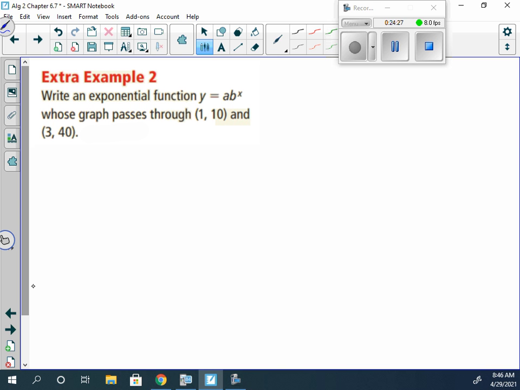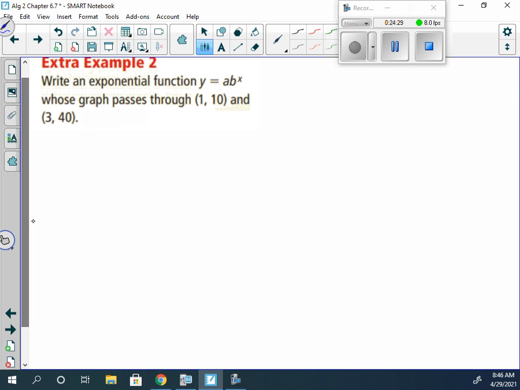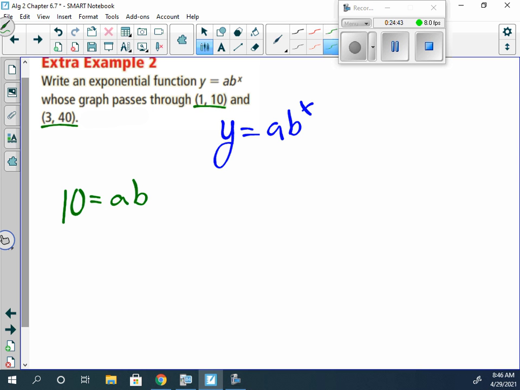But let's go on and actually solve this through and see how this works. We're going to plug each set of numbers in. So one of them, y is equal to 10, is equal to a times b to the first, or 10 is equal to a times b, because we plugged in (1, 10) into this function. If we plug the other one in, 40 is equal to a times b to the third.